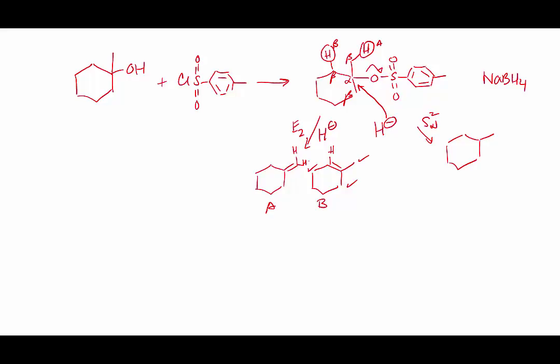Okay, so that's what the sodium borohydride would do with a tosylate. We just have to remember it's H minus, and so it's going to react as H minus would. First, potentially as SN2, if that's not possible, E2. But again, I'll accept either answer for today.